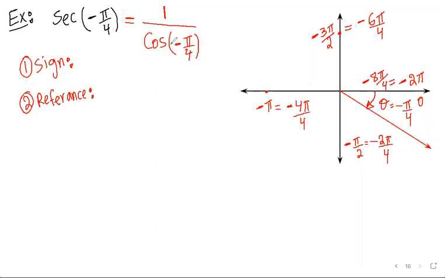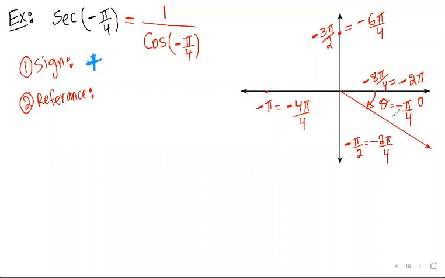What is the sign for the cosine function in the fourth quadrant? All students take calculus. What is the sign for the cosine function? It'll be positive. Yes, it will be positive. Now, what is the reference angle?